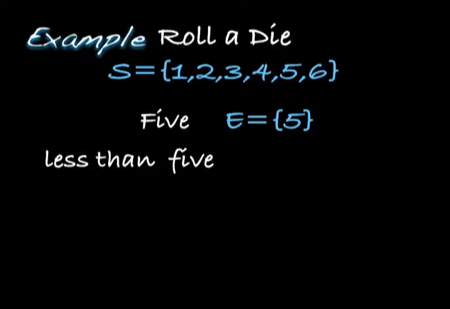The event of rolling a number that is less than 5. We look at the sample space and determine which outcomes are less than 5. Less than 5 means smaller than 5. The outcomes 1, 2, 3, and 4 are all smaller than 5. We have labeled this event F.